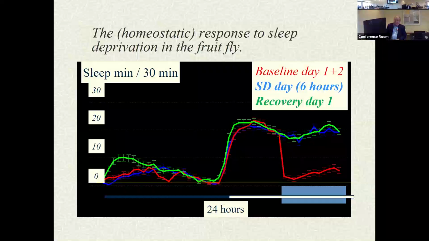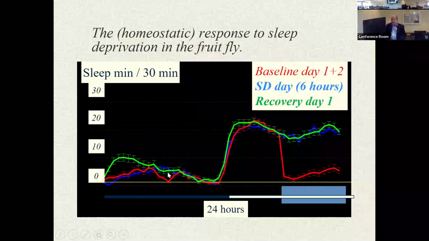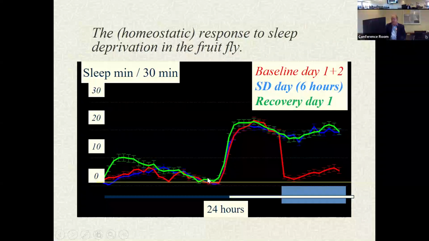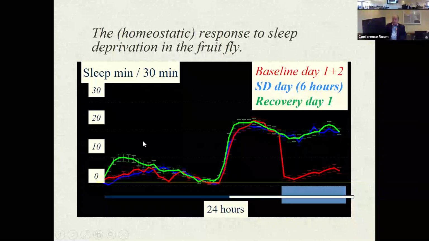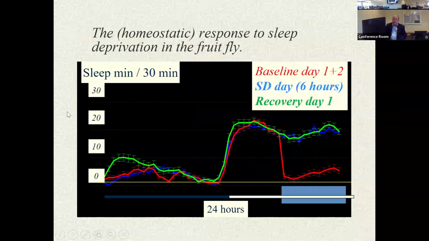Homeostatic response to sleep deprivation for 6 hours. What you get is your baseline in red, and your recovery day here, and you get recovery sleep in the fruit fly. So they have what, 4,000 neurons? And this is important.